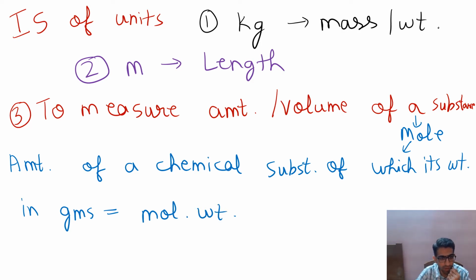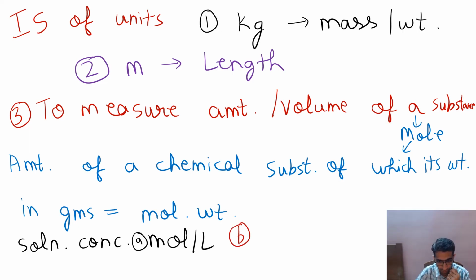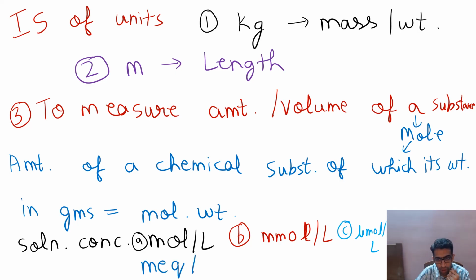So the solution concentration is basically expressed as moles per liter. It can be expressed as millimoles per liter, also as micromoles per liter. It can also be expressed as equivalents, like milliequivalents per liter. Clear so far? Great.